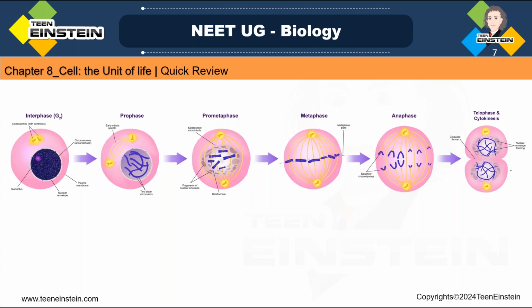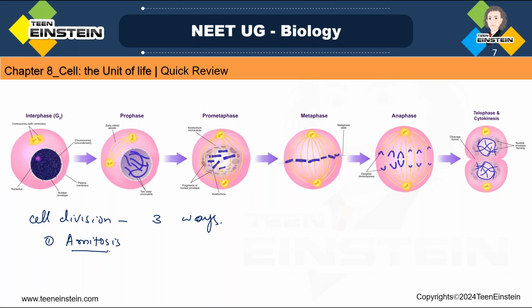Okay, so this cell division occurs in three ways. So cell division is taking place in three ways. Which are the three types of cell division? First one is amitosis.